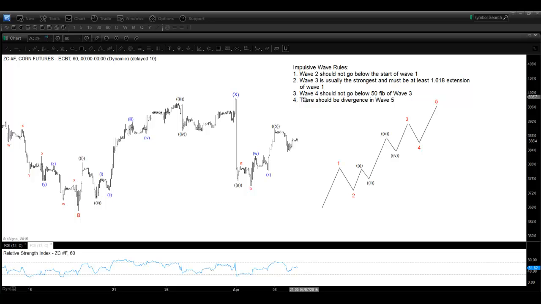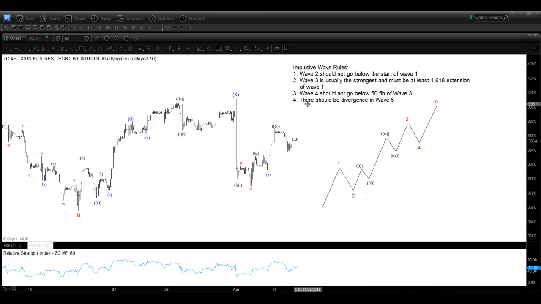And then rule number 3 is that wave 4 should not go below the 50 Fib of wave 3. So when you measure this wave 3, if wave 4 dips below the 50 Fibonacci retracement of wave 3, then you should start thinking that it's not really 5 waves. So it needs to be above the 50 Fib retracement of wave 3.